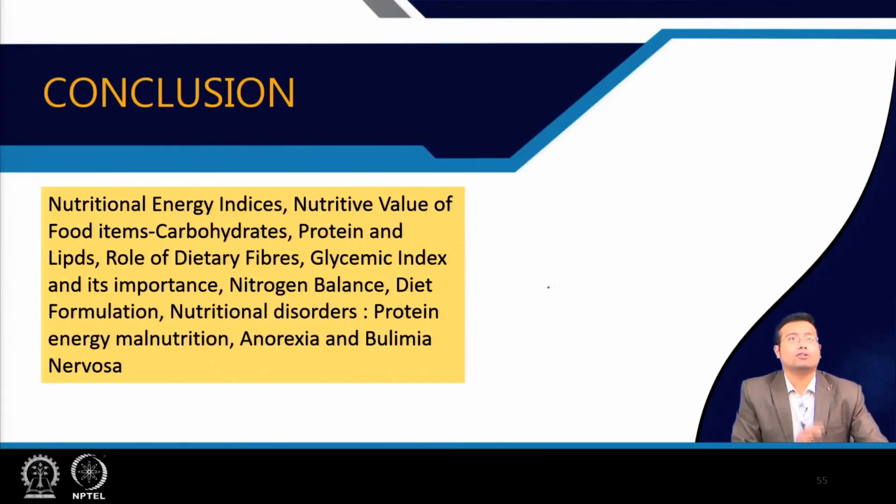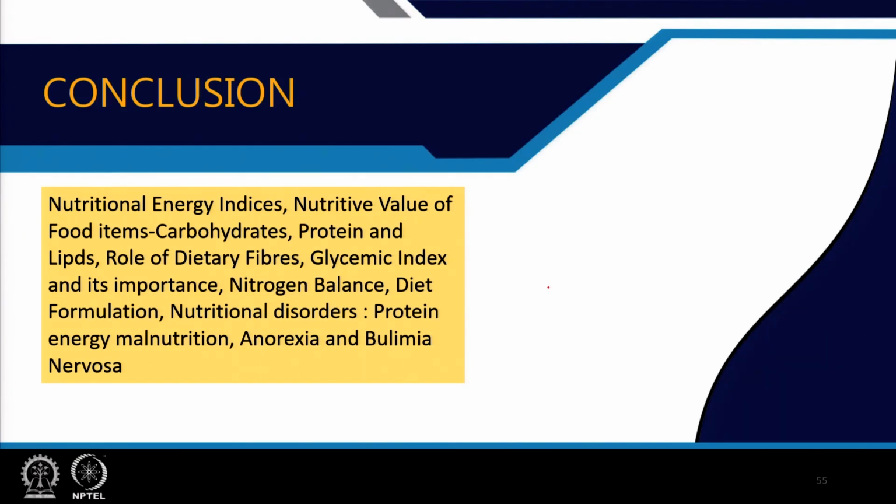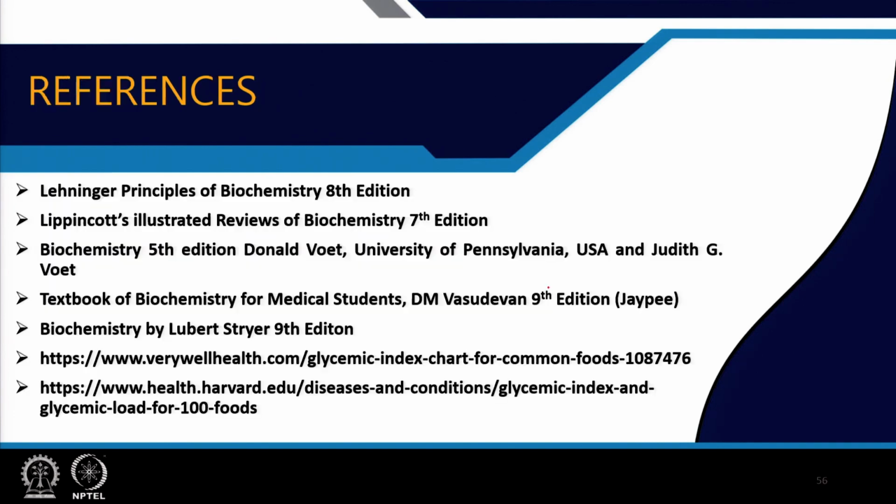So, after this long class, this is the conclusion. We discussed nutritional indices, the nutritional value of all the food ingredients: carbohydrates, proteins and lipids. We discussed the role of dietary fibers, we discussed glycemic index, indices of nitrogen balance, we discussed protein energy malnutrition, and other nutritional disorders like anorexia and bulimia nervosa.